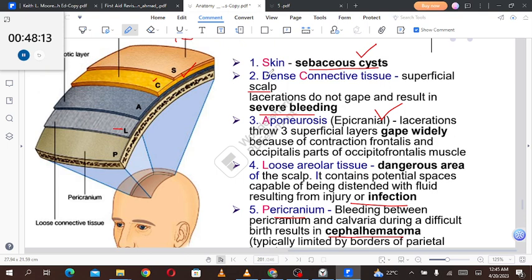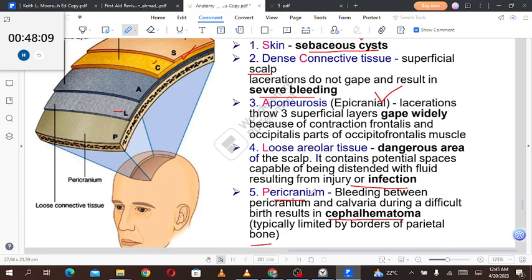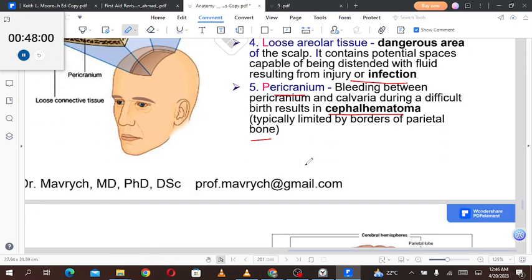So remember these 5 layers: skin, deep connective tissue, aponeurosis, loose areolar tissue, and the pericranium. And this loose areolar tissue is the dangerous area of the scalp. It contains potential spaces capable of being distended with fluid resulting from injury or infection.